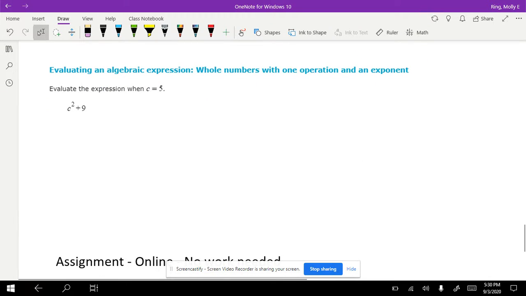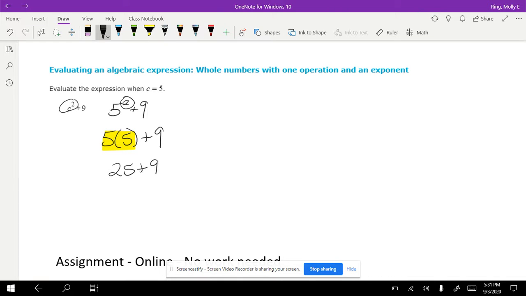Again, with a variable, if that's 5 squared plus 9, that exponent says I have 2 groups of 5, so that would be 5 times 5 plus 9. Do the multiplication first, 25 plus 9, and that would then get us 34.